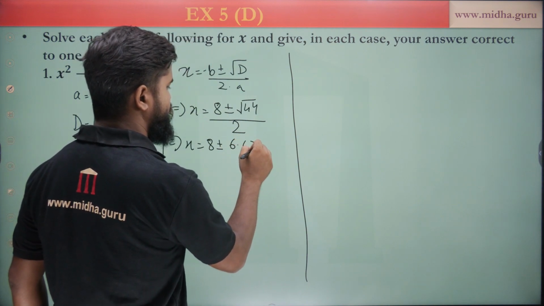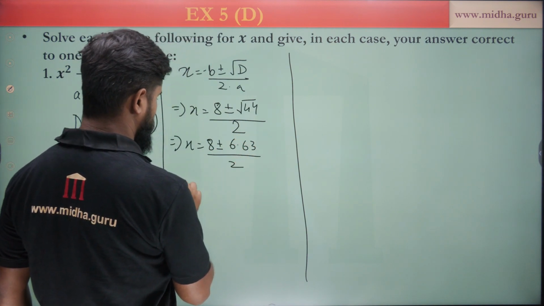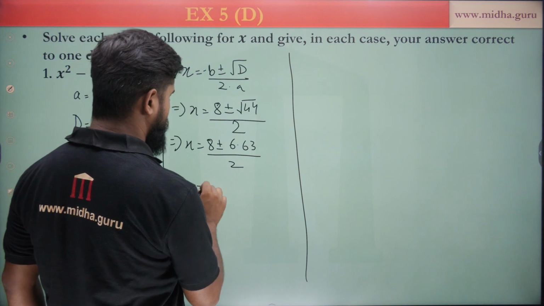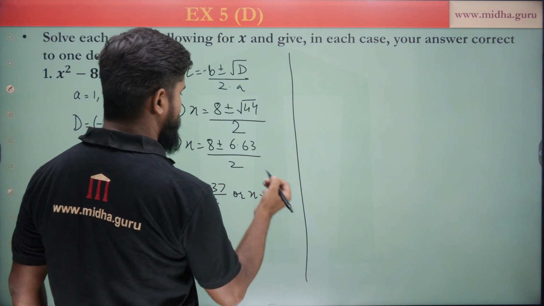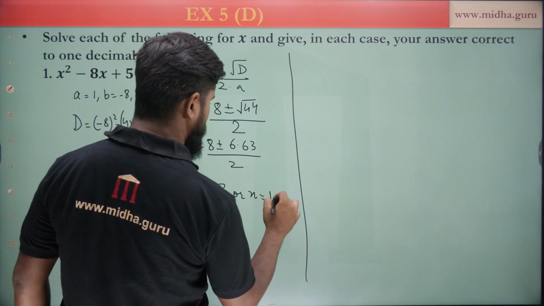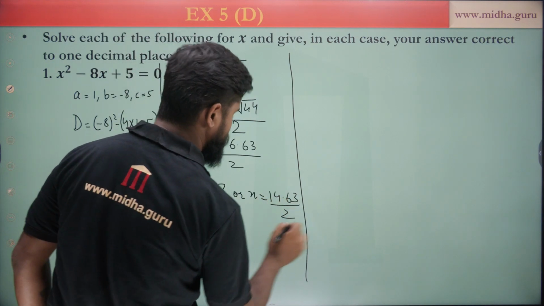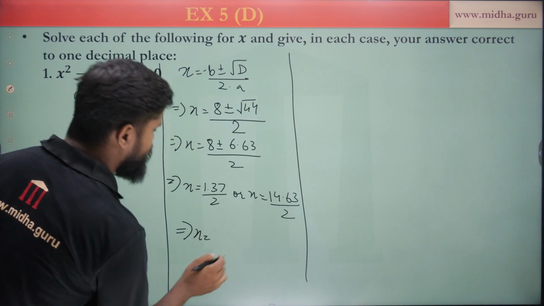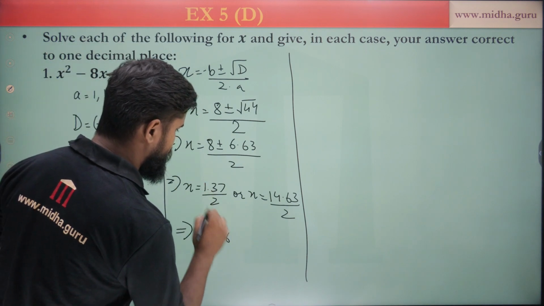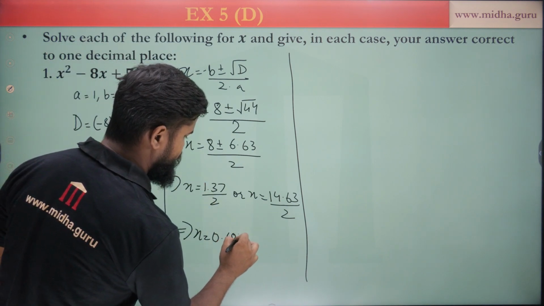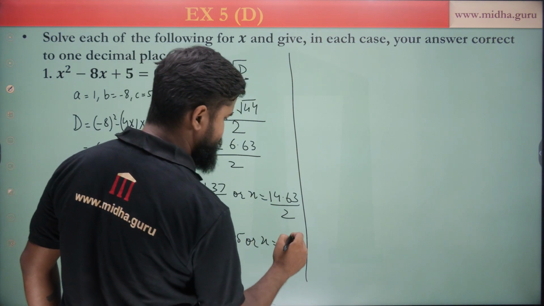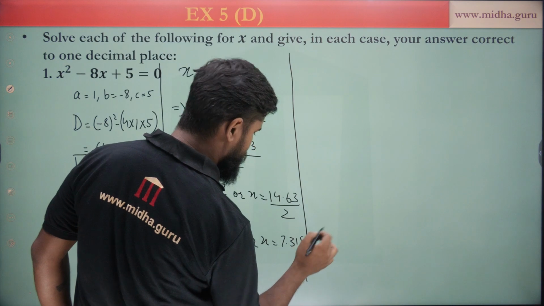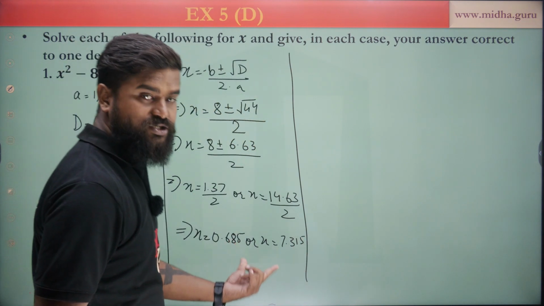So we write down 6.63 and we divide it by 2. Now 8 minus 6.63 would be equal to 1.37 by 2, or 8 plus 6.63 would be 14.63 by 2, which makes x equal to 0.685, or x is equal to 7.315. Now these two are the solutions for the given equation.